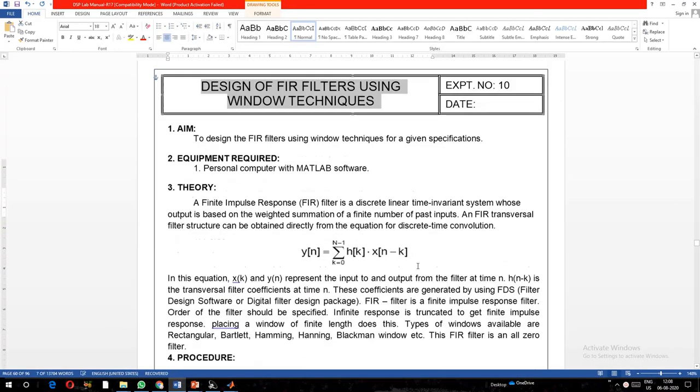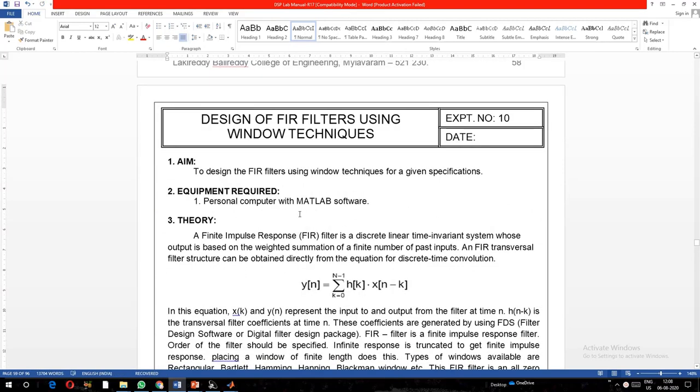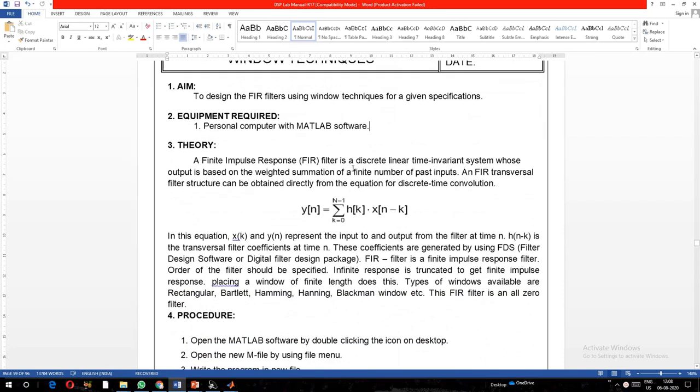So coming to the FIR filter, the aim of this experiment is to design FIR filters using windowing techniques for given specifications. A FIR filter is a discrete linear time invariant system whose output is based on the weighted sum of a finite number of past inputs. So this can also be discussed as a FIR transfer filter structure and can be obtained by the discrete convolution formula.